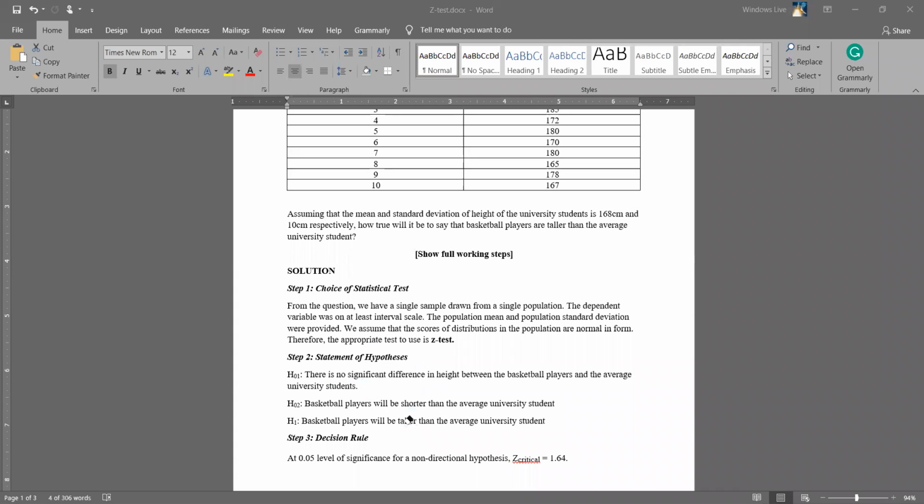in a statement form. Apart from doing this, you're also supposed to represent your hypothesis using symbols. So in doing it, you could see that we were comparing a sample, which is basketball players, to a population. And in representing our hypothesis in symbols, we normally use mean.